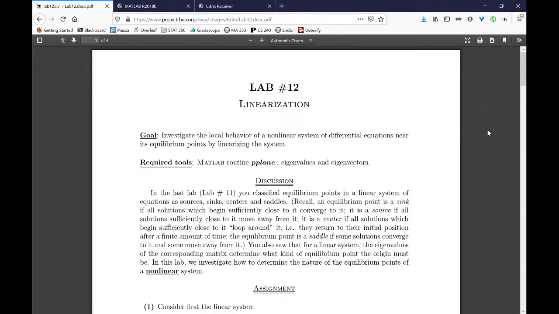And in this lab, we're going to talk about linearization. Last lab, we talked about linear systems of differential equations, and this lab, we're going to talk about nonlinear systems. But as you should have learned in class, nonlinear systems can be approximated by linear systems if the numbers are small enough, and this lab will demonstrate that for you.